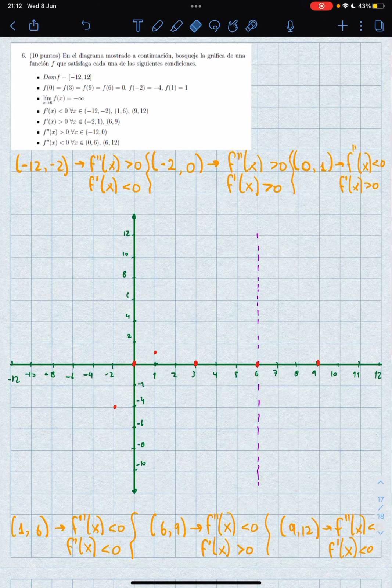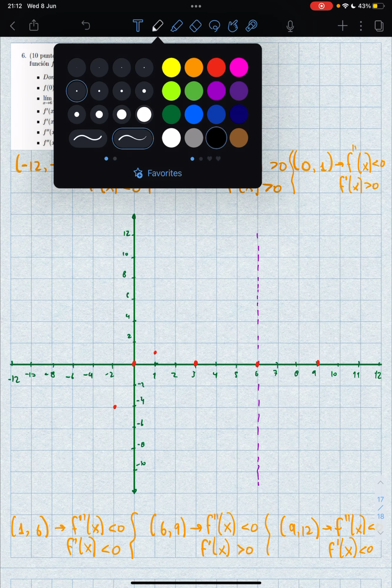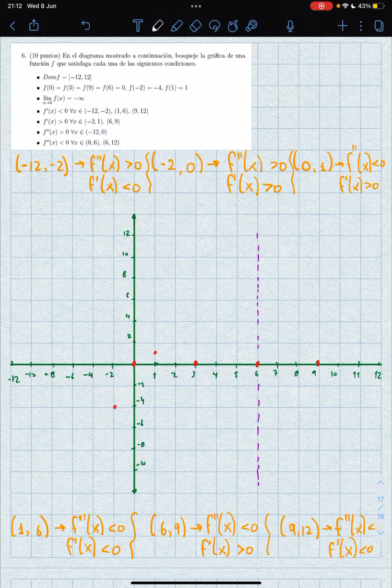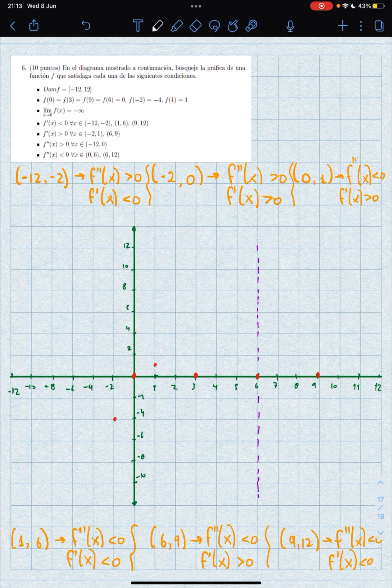Hello guys, so this is the last problem of the exam. They want us to sketch a graph. First of all, we need to understand something, okay? We need to understand this.